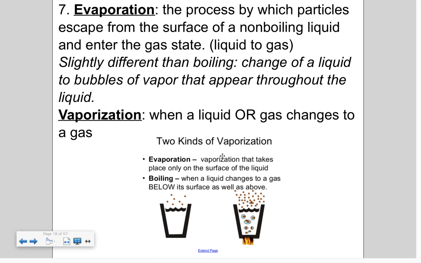This diagram, I think, does a great job showing vaporization when a liquid or gas changes to a gas. Here we have evaporation, it takes place at the surface. And here we have boiling, when a liquid changes to a gas below the surface as well as above it.